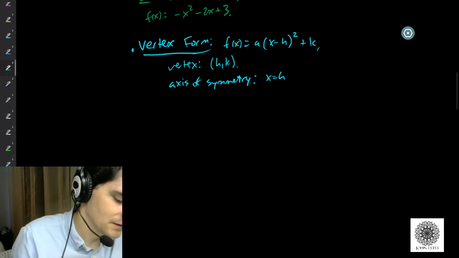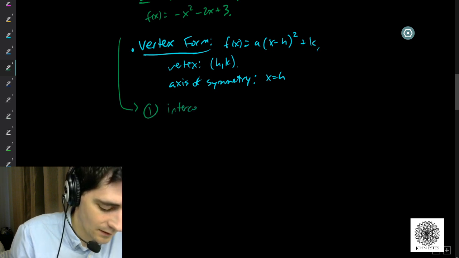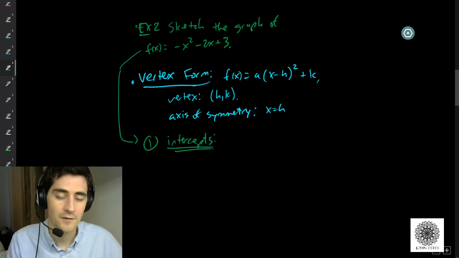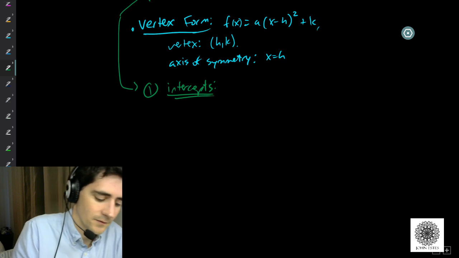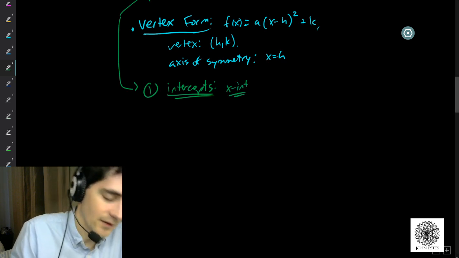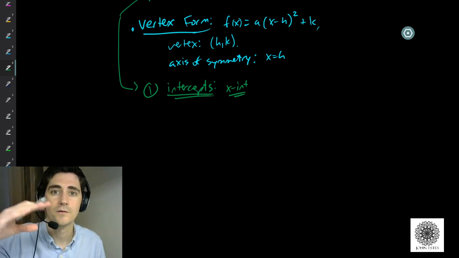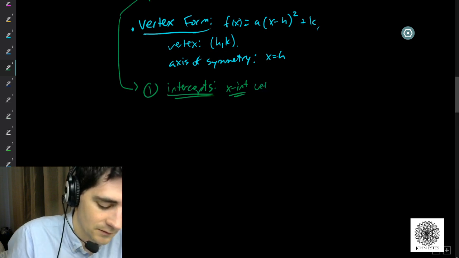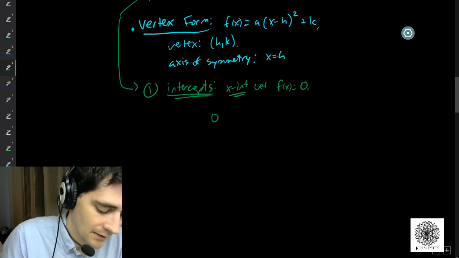Okay, so there's two parts to this. The first part is we want to find the intercepts. If you want to find the intercepts, you're better off leaving the function not in vertex form. For the x-intercepts, this is where it crosses the x-axis, which means your height is 0. So in other words, your y-coordinate is 0. We're going to let y be 0, or in functional notation, we're going to let f of x be 0.